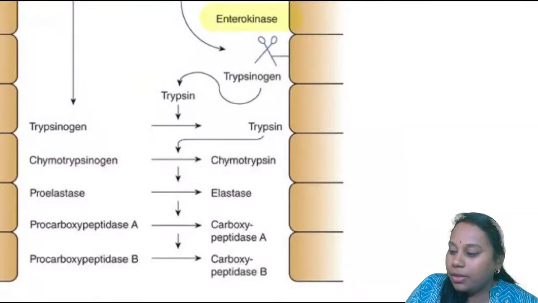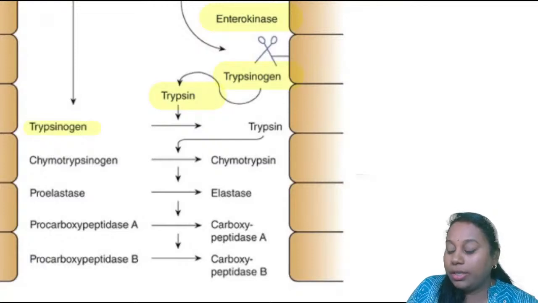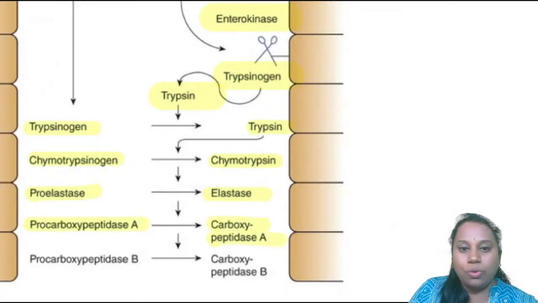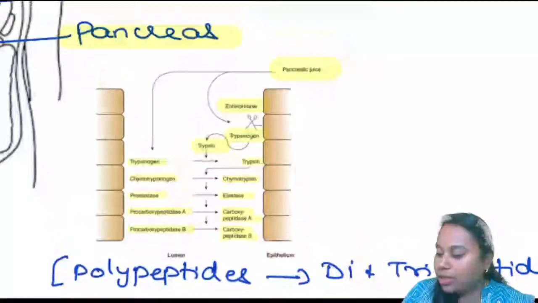Enterokinase converts trypsinogen to trypsin. Trypsin can again convert trypsinogen into trypsin, and chymotrypsinogen is converted into chymotrypsin. Proelastase is converted to elastase. Procarboxypeptidase A is converted to carboxypeptidase A, and procarboxypeptidase B is converted to carboxypeptidase B.